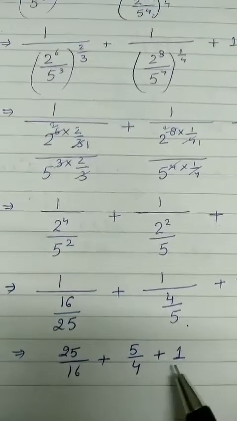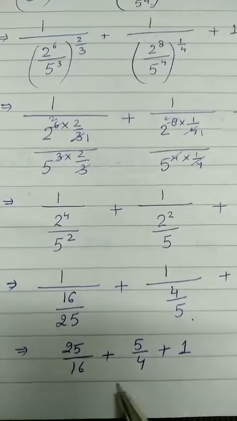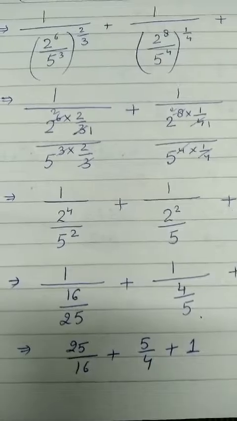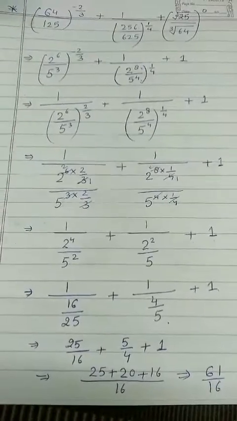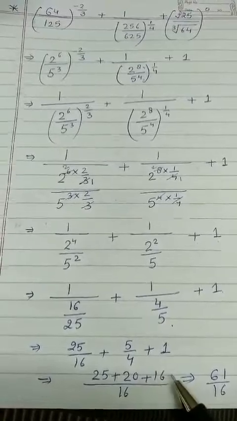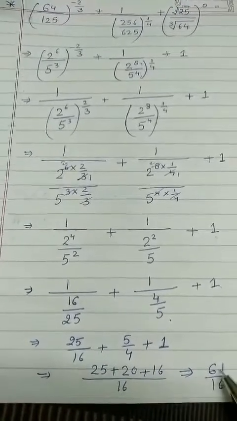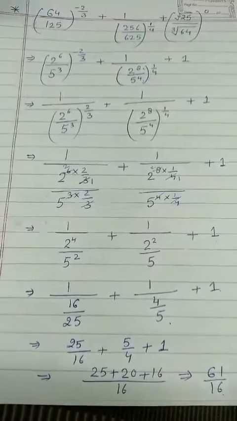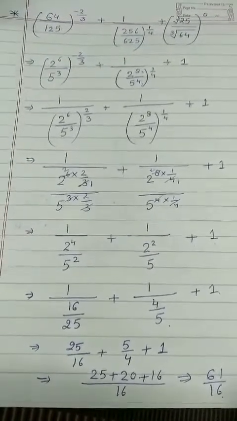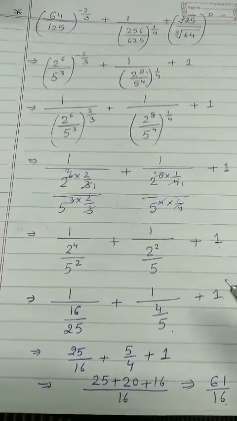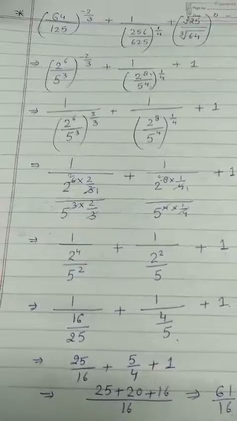This you can easily add. You all know how to add the fractions. You will take LCM, you will get your answer, which is now 25 plus 20 plus 16 upon 16, that is 61 upon 16. So this is how you will be solving the problems related with exponents. Though there are a number of shortcuts, you could have missed a number of steps, but it is better if you go step by step.